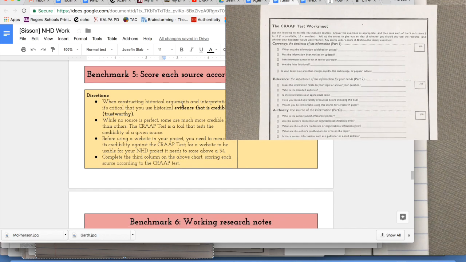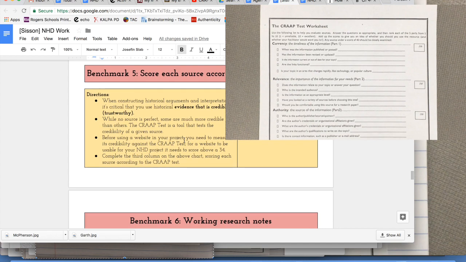There is, believe it or not, bad information on the internet. So we want to make sure that we're using evidence that is credible. And credible is a word that just means trustworthy, but we'll use that one a lot. And some sources are better than others, more credible, more trustworthy than others. And so this is just a tool that helps us make sure we're using true information.